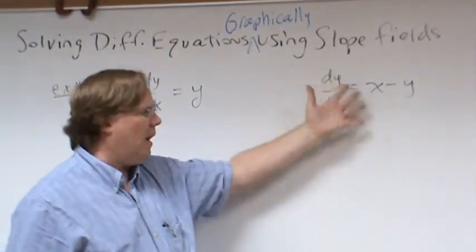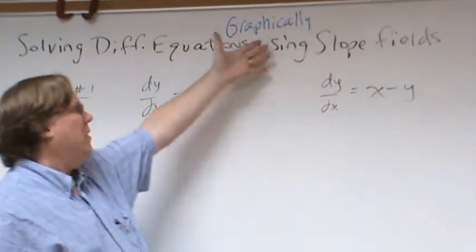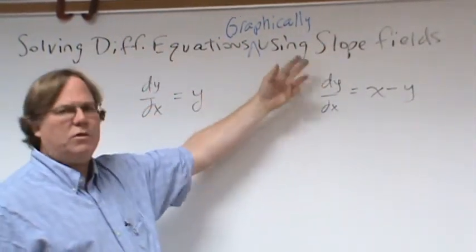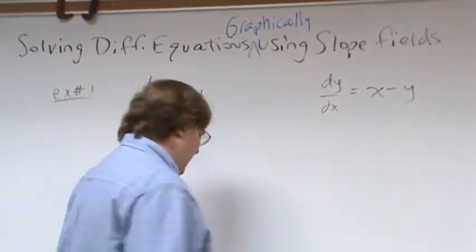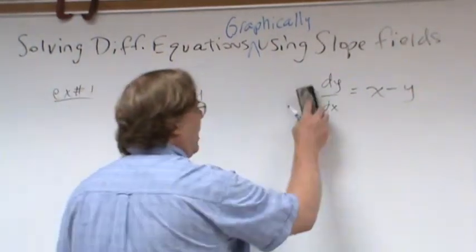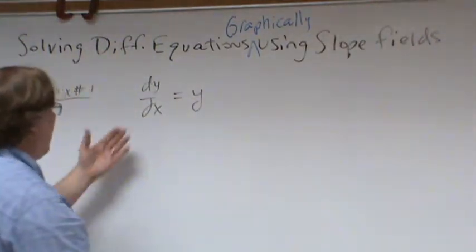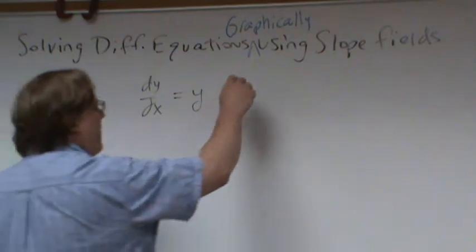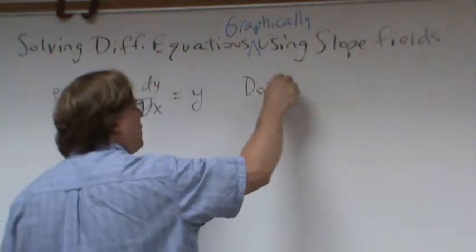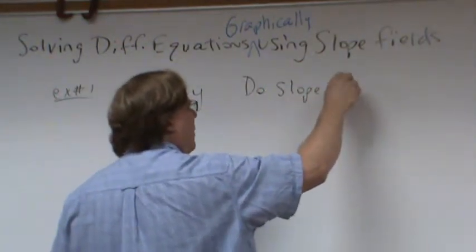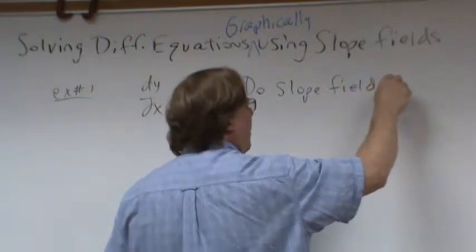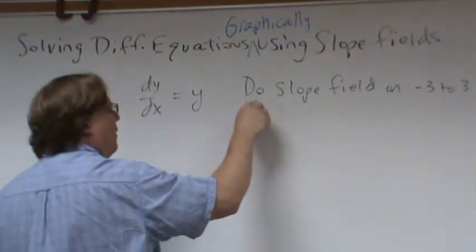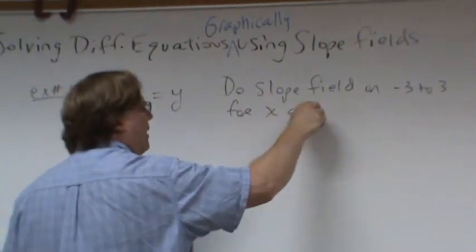And so when you have an unsolvable differential equation, you can still get an answer, you can still get a solution by using slope fields, where you're doing it entirely graphically, okay? But I need to have you start with something very easy. Okay, here we go. Do slope field on -3 to 3 for x and y.